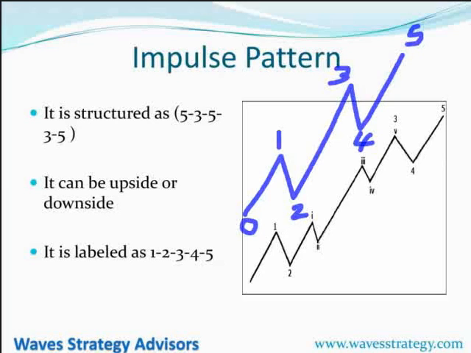There are many misconceptions people have. People think that corrections can happen on the downside and trends can happen on the upside. That is absolutely wrong. Even trending moves can happen on the downside and corrective moves can happen on the upside. So there is a possibility of an impulse wave traveling either on the upside or on the downside. The basic criterion is that it should be a 5-wave move labeled as 1, 2, 3, 4, 5.